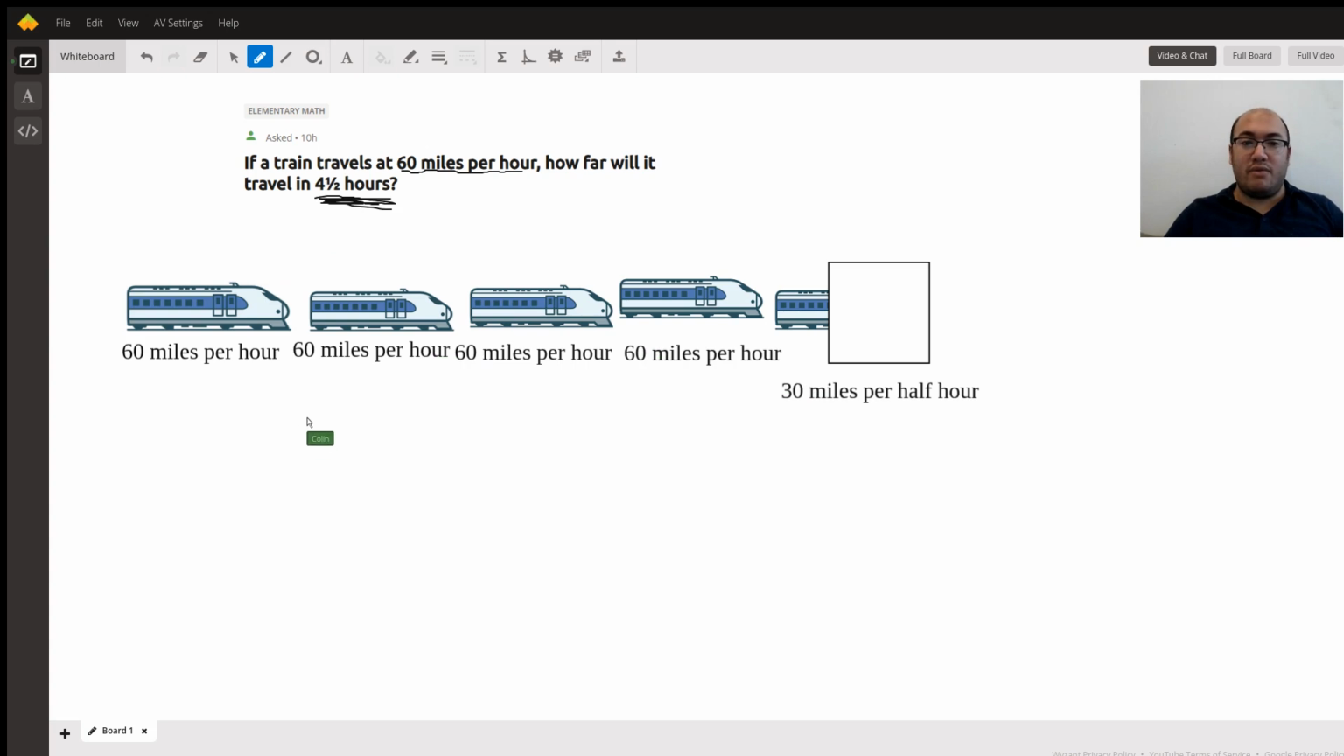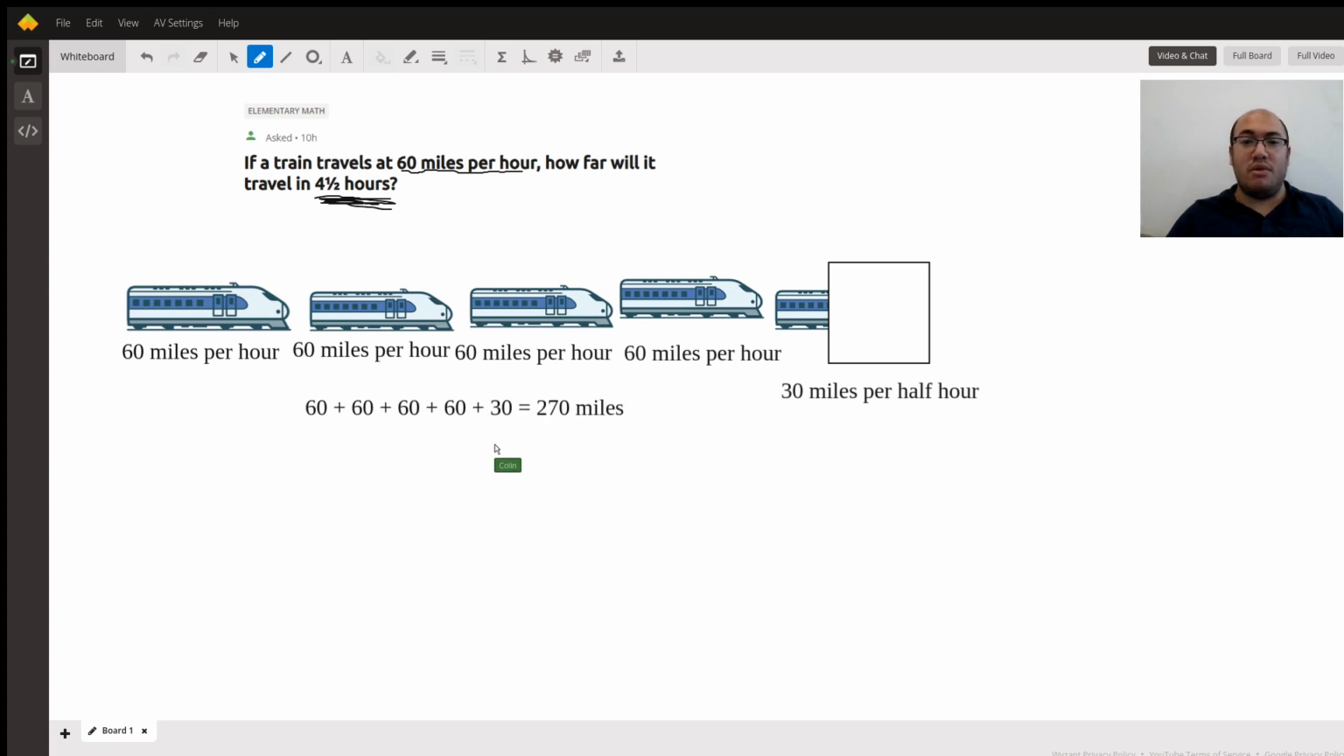Now, if I add all of those totals up together, 60 plus 60 plus 60 plus 60 plus 30, all of that added together gives me a total of 270 miles. So that's one way of doing it.